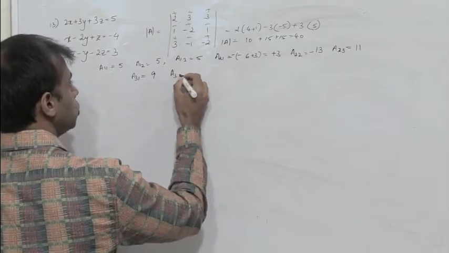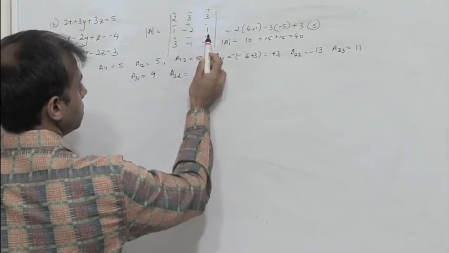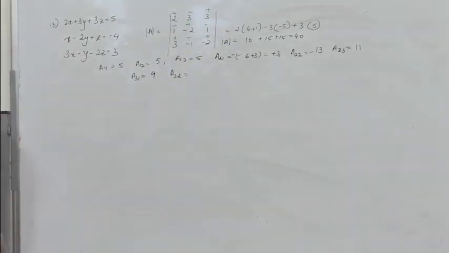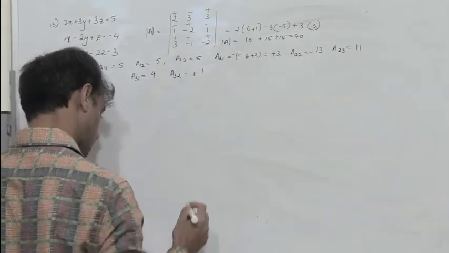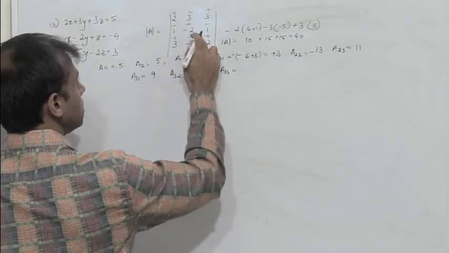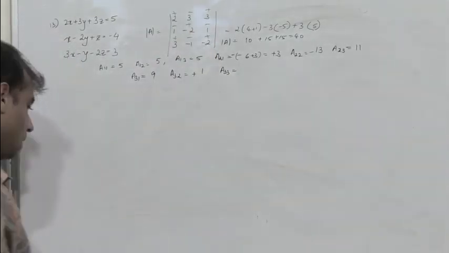Next A32 is 2 into 1 minus 3. So 2 into 1 is 2, minus 3 is minus 1, with a minus sign. And A33 is minus 4 minus 3, so minus 4 minus 3 is minus 7.